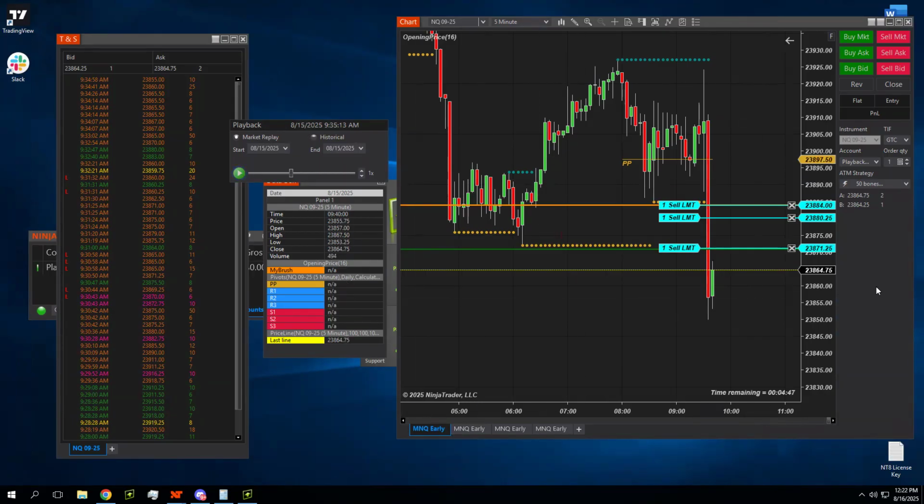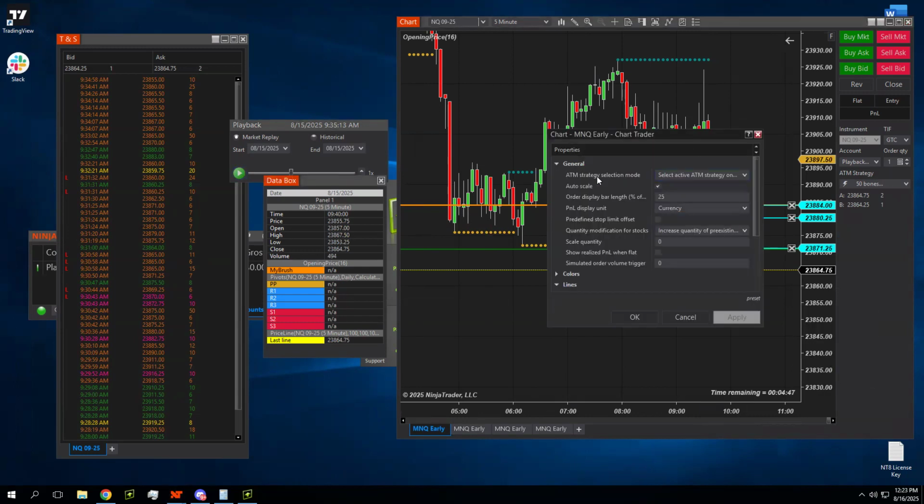Over here, you right click, you go to properties. I have my ATM strategy selection mode on select active strategy on submission. And then quantity, I don't think, yeah, increase quantity of pre-existing order. This one is submit new order for additional quantities. This one is just increase the quantity. So if I hit buy or sell, it's just going to add to it.